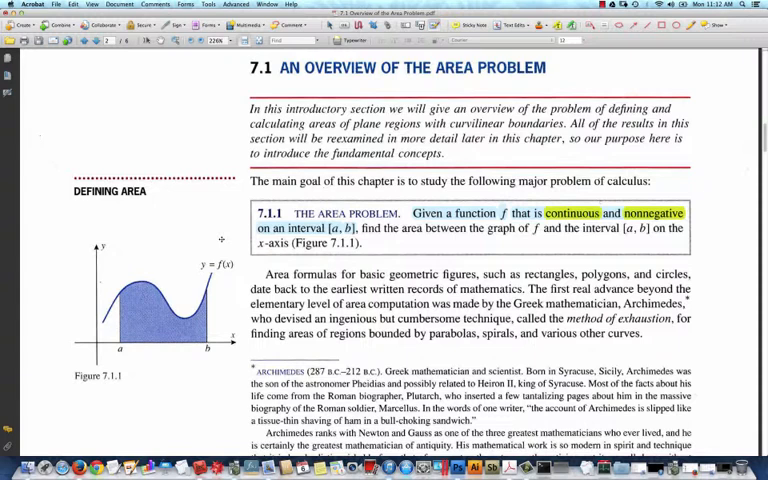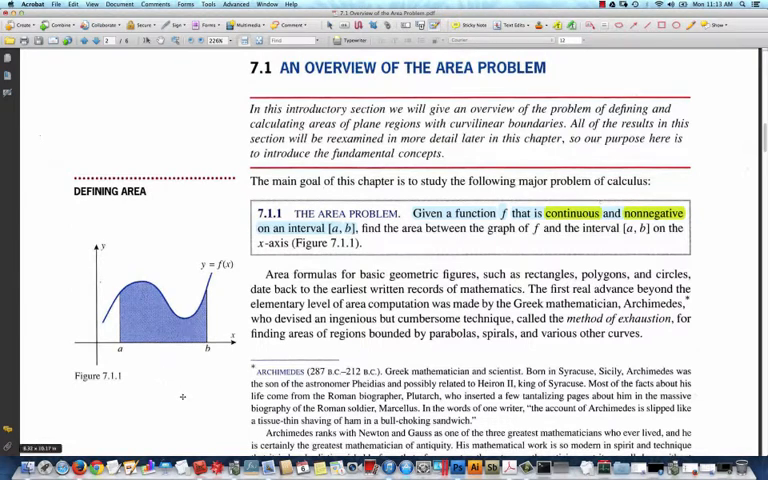The main goal of this chapter is to study the following major problem of calculus, 7.1.1, the area problem. Given a function f that is continuous and non-negative on a closed interval [a, b], find the area between the graph of f and the interval [a, b] on the x-axis. So we're looking for the area of this shaded region, as exact as we can get it, right here.